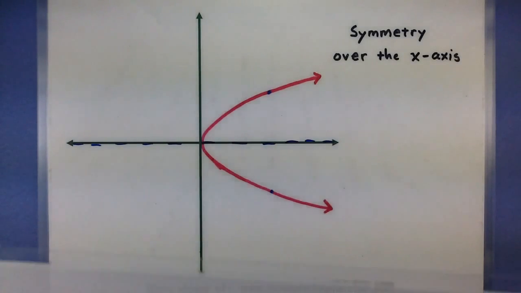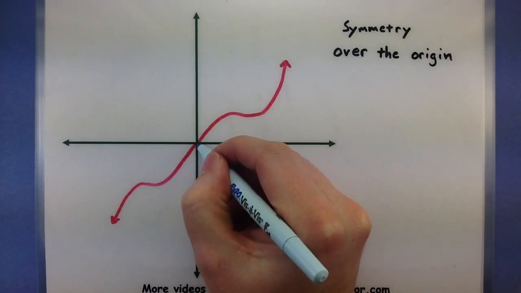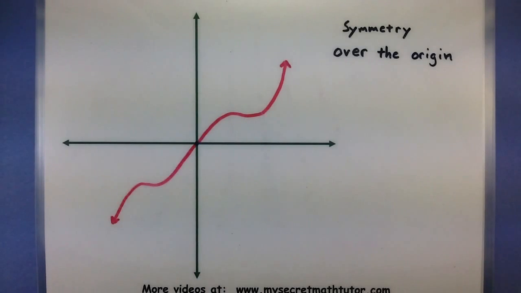Alright. The third and last type of symmetry that we are really interested in is symmetry over the origin. Now, this is a little bit different, especially when it comes to symmetry. That's because normally when you think of symmetry, you think of flipping it over a line. And the origin is actually just a single point.